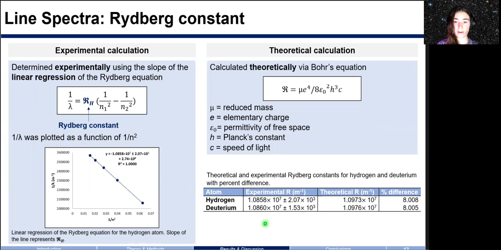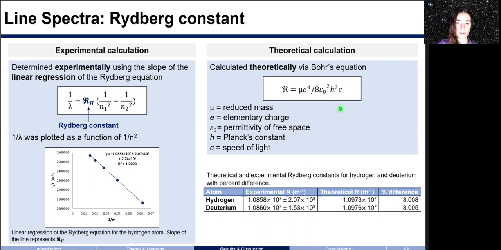So next, the Rydberg constant was determined both experimentally and theoretically. And the wavelength of maximum emission values and energy level transitions shown on the previous slide were used to create a plot, shown here for hydrogen. And in doing so, we were able to obtain the slope, which is equivalent to the Rydberg constant. And the same procedure was followed for deuterium to determine these values shown in the table.